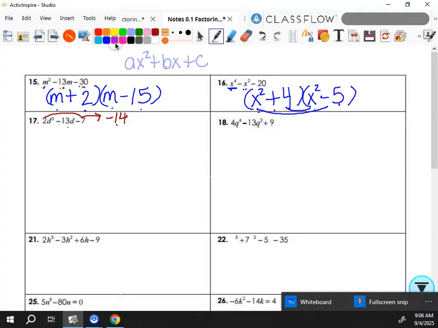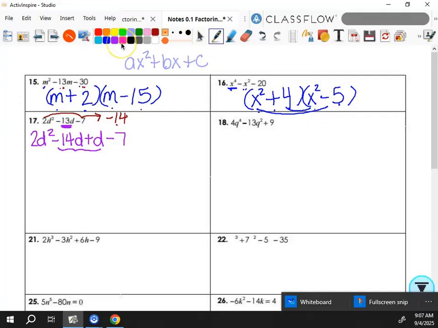Okay. So then we do grouping. And with the grouping, what we're doing is we're splitting this term. So we write down 2d squared. And then we just decided it was -14d plus d. So that this together would give me that. All I did was split that term. We all good with that? And then -7.